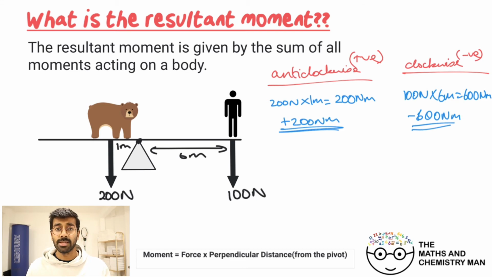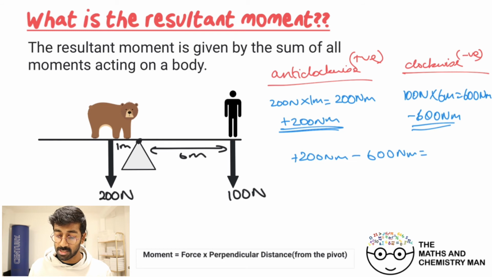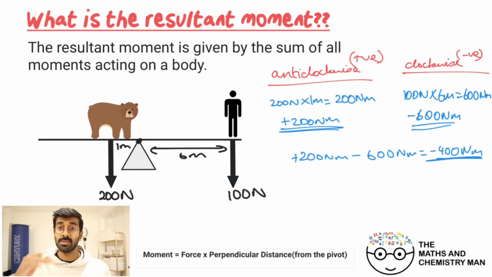So now to find our resultant, again, all we need to do is put these two together. Just add them up. So we've got positive 200 Newton meters, take away 600 Newton meters. So overall, what's happening? This time we're ending up with negative 400 Newton meters. Now what does this mean? So we've got a negative sign now. Well, the negative sign, if we refer back to our initial directions, means that this has an overall moment of 400 Newton meters in the clockwise direction, meaning that the man is this time going to tip the seesaw downwards.